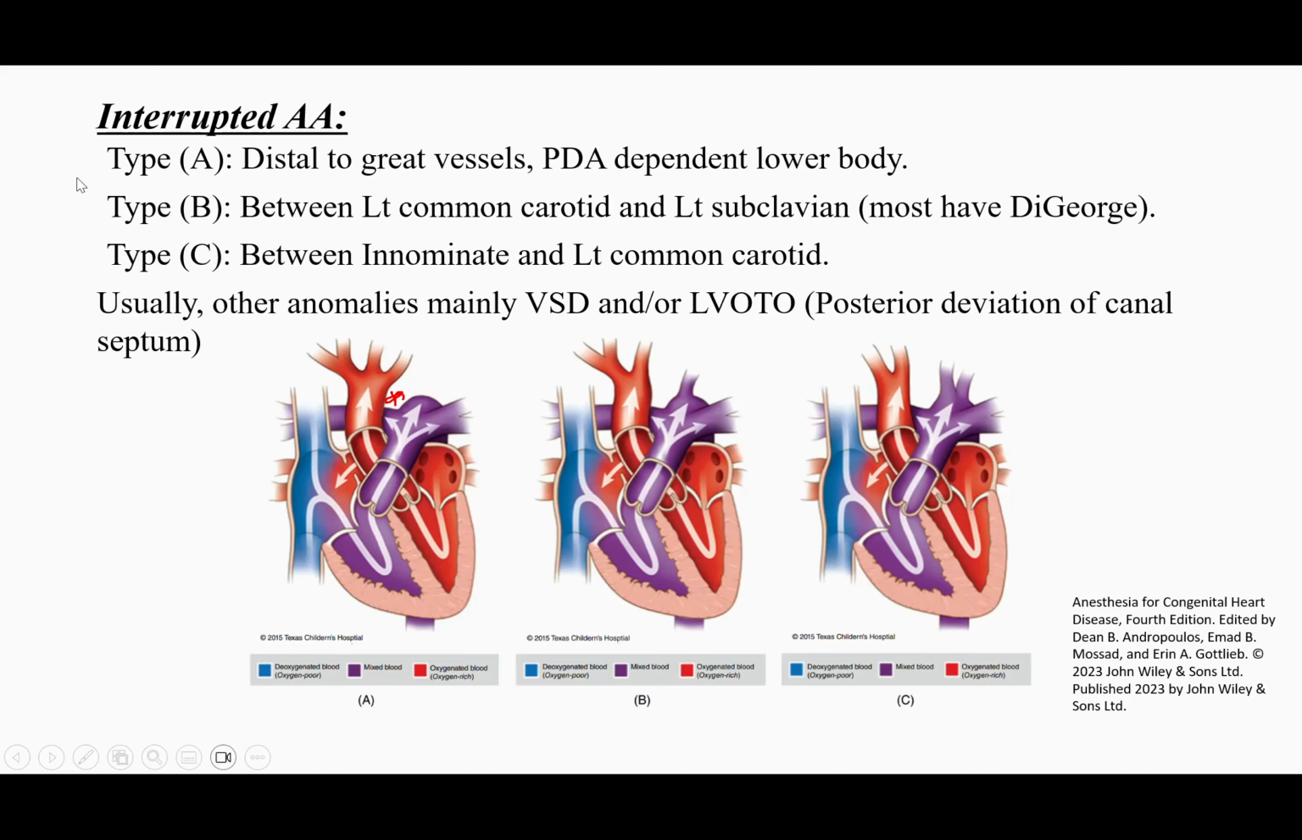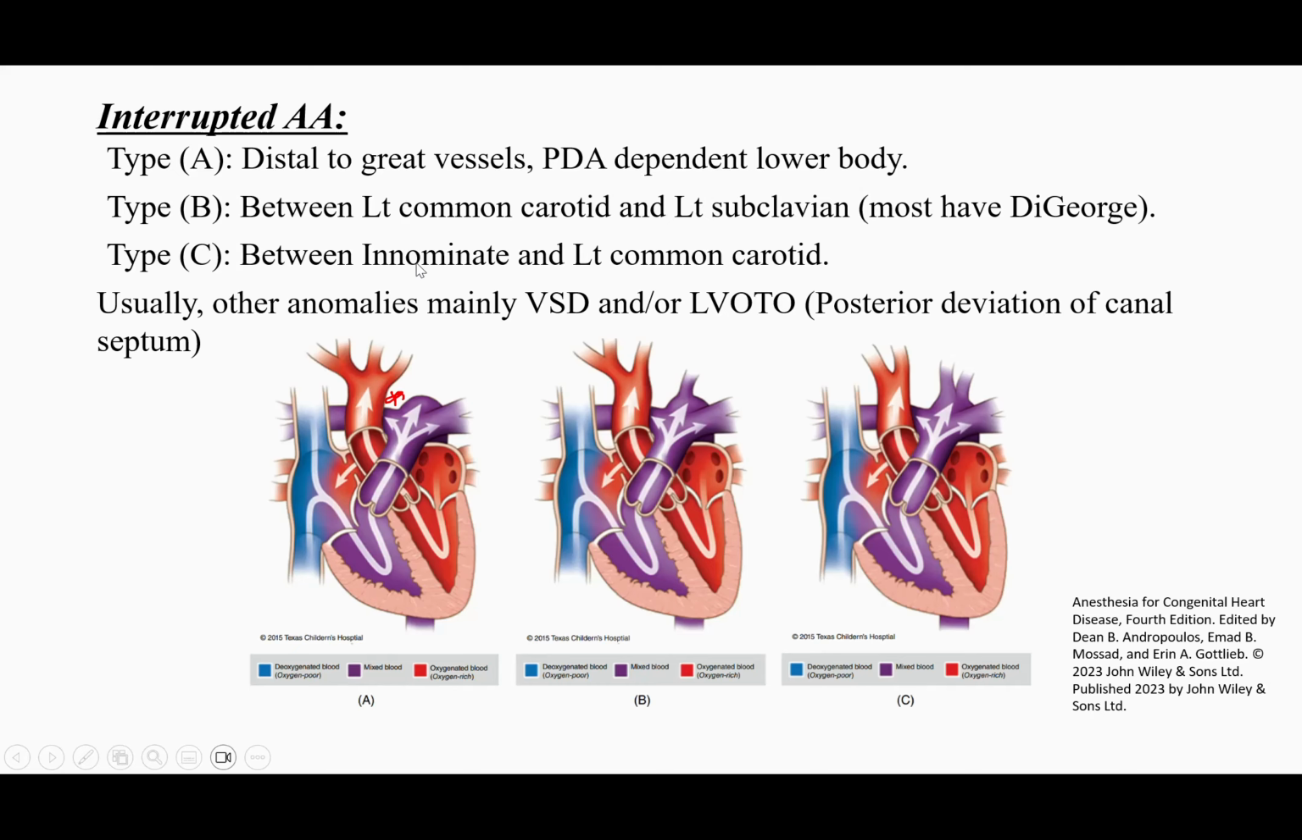There are types. Type A is where the interruption is distal to the great vessels. So the arch branches into the great vessels and then is interrupted, and the descending aorta is PDA dependent, with PDA dependent lower body.